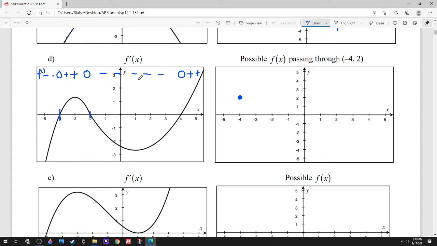So what we know is that our original f is going down, flat, up, flat, down, flat, up. So we got a nice little squiggle going on here. Now let's talk about f double prime to get our cupness, cup frownness. Oh wait, let me just drop in my, let's see, at negative 4, we know we've got one critical point. At negative 2, we've got another critical point.